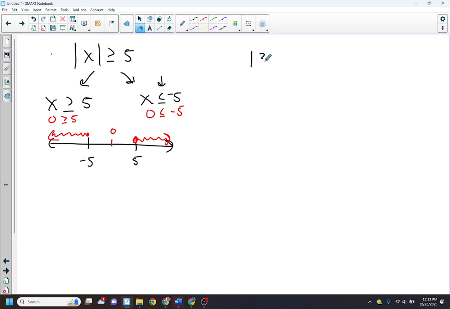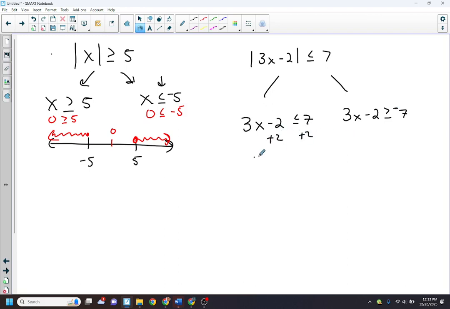Absolute value of 3x minus 2 is less than or equal to 7. When you split it, remember you're flipping the sign. 3x minus 2 is less than or equal to 7. And 3x minus 2 is greater than or equal to negative 7. You still solve it both ways. Plus 2, plus 2. 3x is less than or equal to 9. Divide by 3, divide by 3. X is less than or equal to 3.